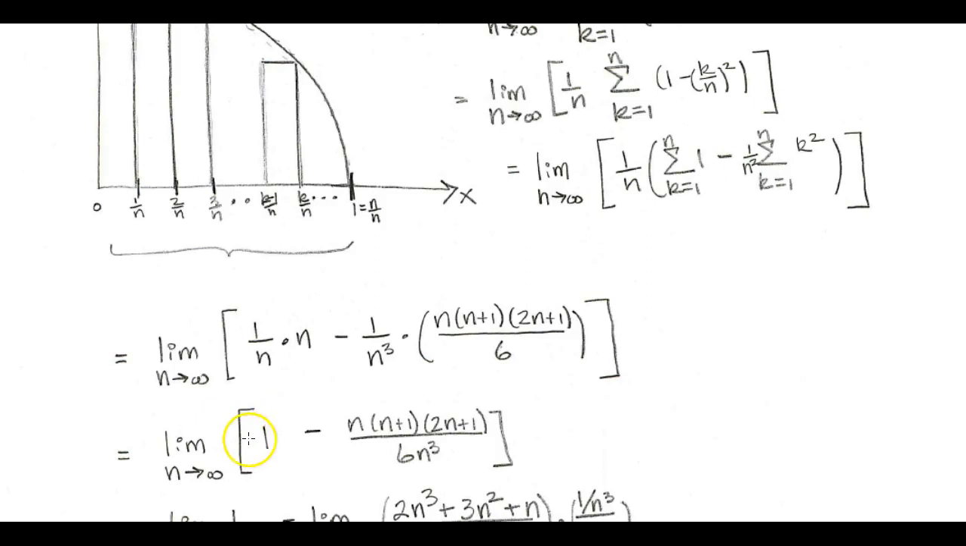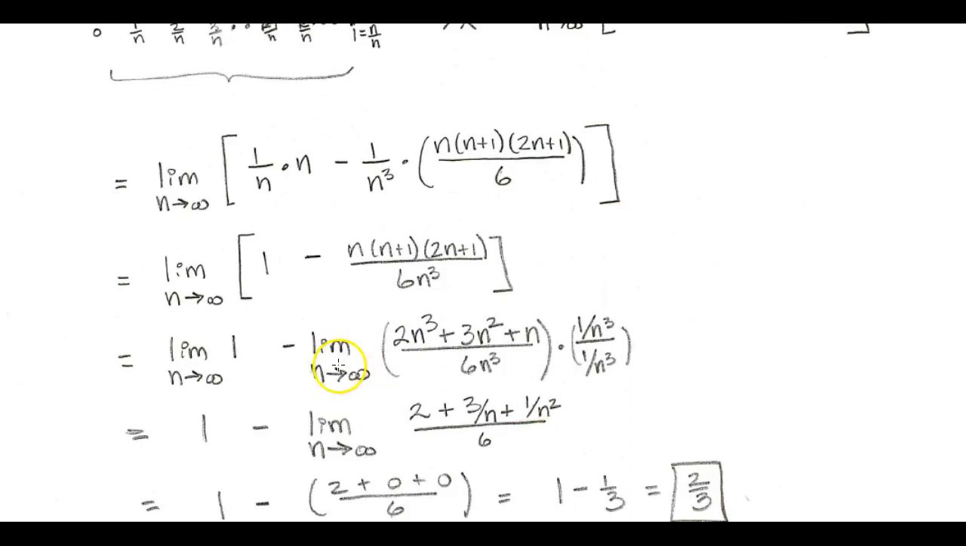Okay, so what do I end up having here? I have 1 minus, when I write this all out, n times (n plus 1) times (2n plus 1) over 6n cubed. And I want to take the limit as n goes to infinity. So I can break this up into two limits. So what I've done at this point is get rid of the sigma notations. Now I can take the limit as n goes to infinity.